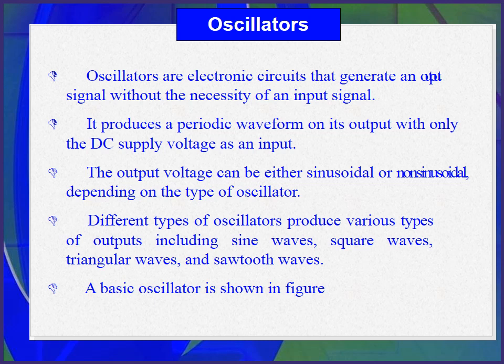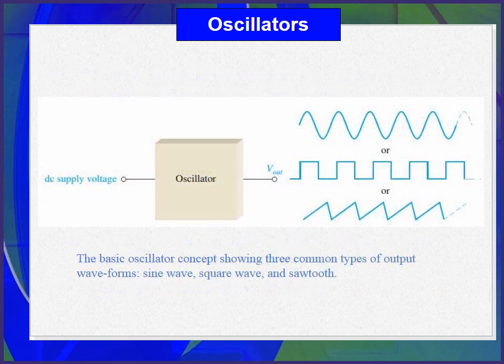So here we have different types of oscillators which produce various types of outputs, including sine wave, square wave, triangular wave and sawtooth waves. This is the basic block diagram of an oscillator. From the figure we can observe that we are providing the DC supply voltage to the oscillator to produce the sine wave, square wave and triangular wave.